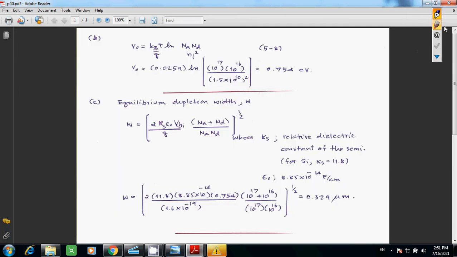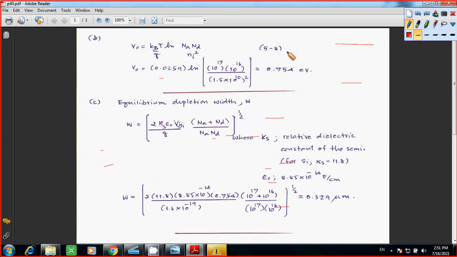Now, if you compare by using equation 858, your built-in potential is equal to kBT over q ln of Na Nd over ni squared. Just plug in the numbers and you get the same result, 0.754 electron volt.